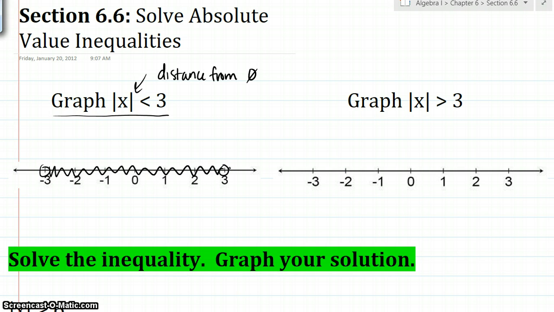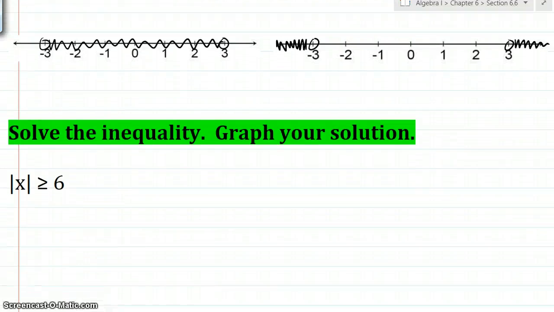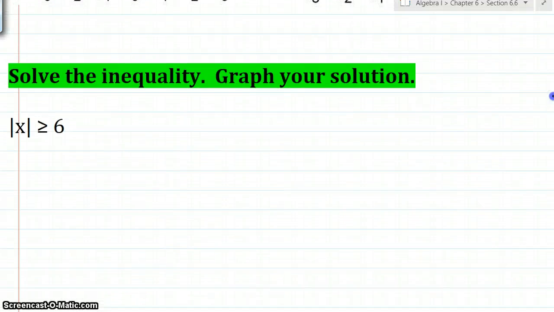But if I look at it just the opposite, if I want greater than 3, and I still have my two dots at 3 and negative 3, if I want a distance that's greater than 3 to 0, I'm going to shade the other way because I want something that's more than 3 away from 0. So that's how the graph of that would look. So let's solve a couple of these and then graph them. So here's the first one.